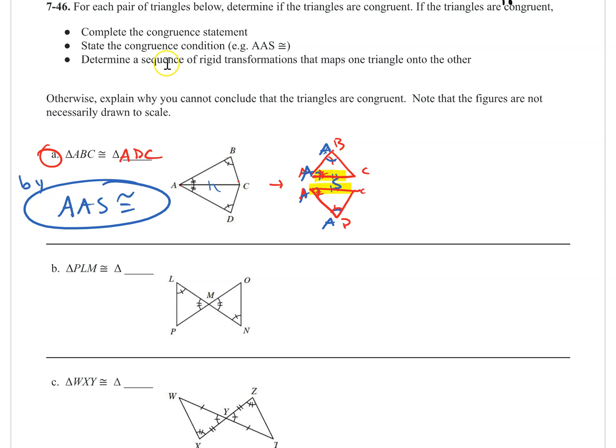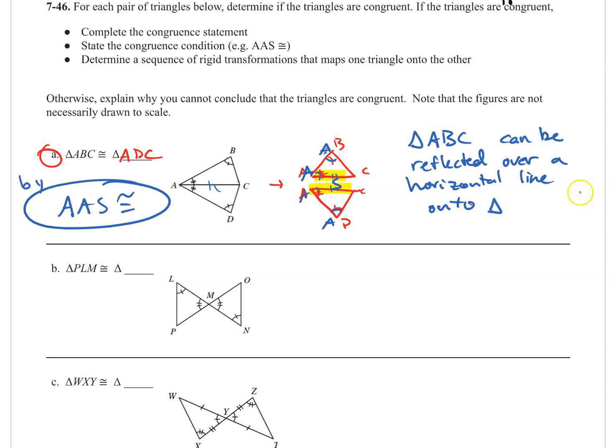All right. Lastly, let's determine a sequence of rigid transformations that maps one triangle onto the other. Triangle ABC can be reflected over a horizontal line onto triangle ADC. So to see that, if you drew a line right here, if you flip the triangles over this line, then they'll match up. Everything will line up. So ABC can be reflected.